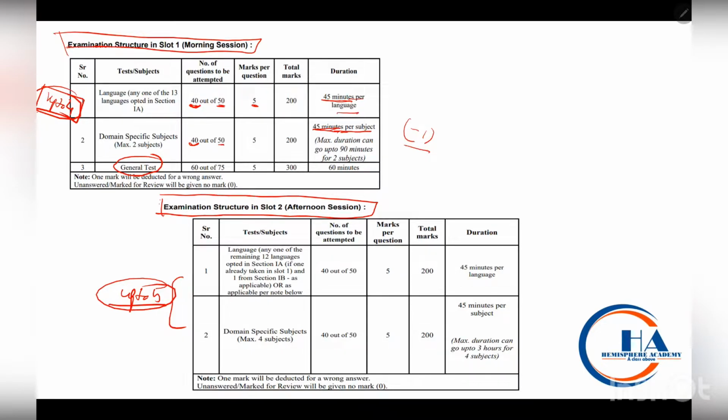For example, if you have taken English as a language and Hindi as a language, English will be provided 45 minutes and Hindi will be provided 45 minutes separately. So a total of 90 minutes for 2 subjects. Same goes for domain specific. And if you talk about the general test, total of 75 questions, only 60 questions need to be answered, and a total of 60 minutes, guys. A rather short span of time, 60 minutes for 60 questions. Okay, and same goes for slot 2 as well.